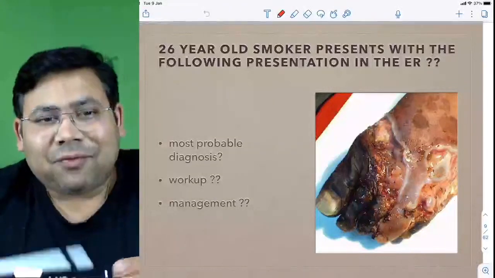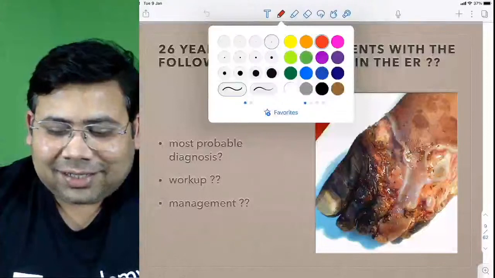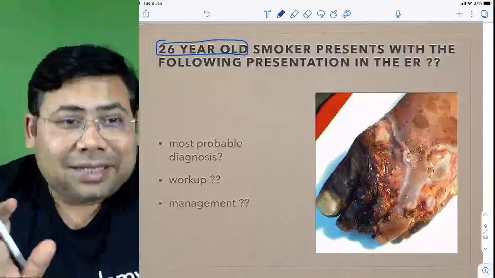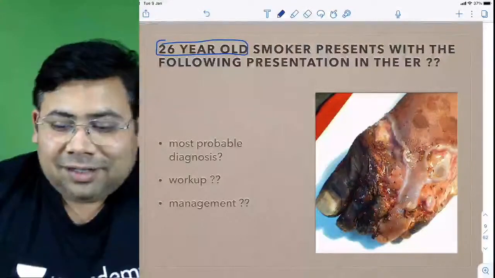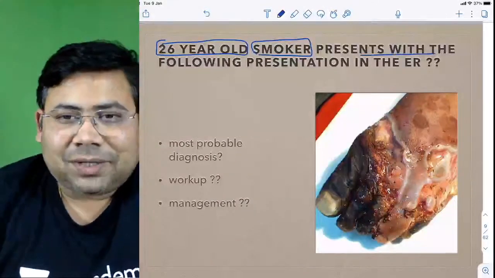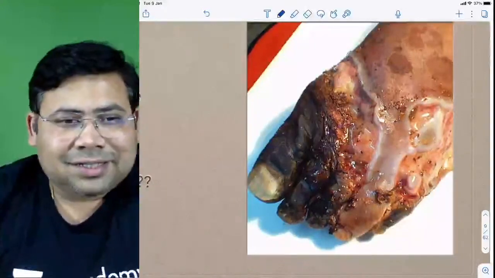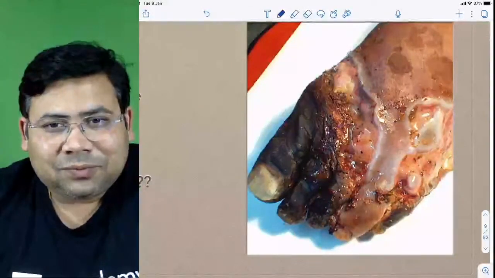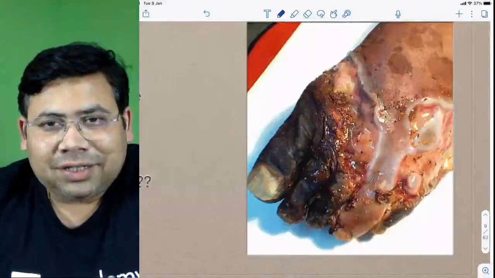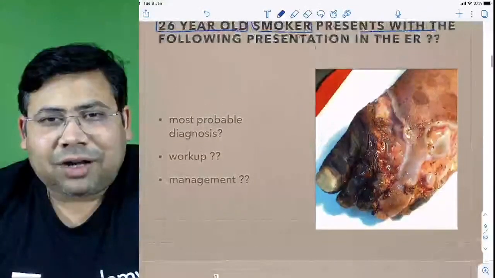Yes. Okay. Very good. So if you see the classical profile of the patient, it is a 26-year-old. That means a young individual. Yes. Smoker. Presents with the following presentation. If you see this presentation, what is this? There is wet gangrene also. There is a component which has been totally mummified and shriveled. There's a component which is about to get necrosis. So this is a patient with peripheral arterial disease.